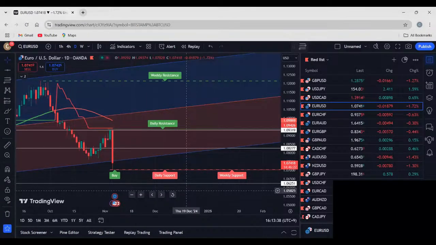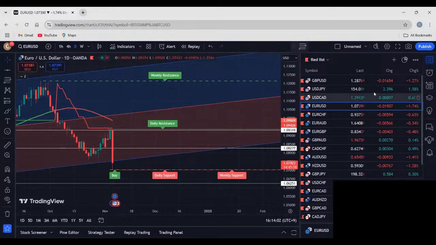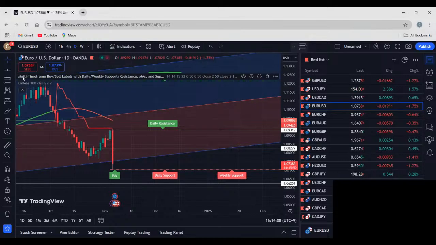Today I'm gonna be talking about this script which I use, and this script is awesome. Believe me, you're gonna love this script. You can see here, I've been testing this script with various indicators. Now I'm testing it on linear regression, and it's awesome on the linear regression channel. It's called multi-time frame buy sell labels with daily, weekly support, resistance, MAs, and super trend.